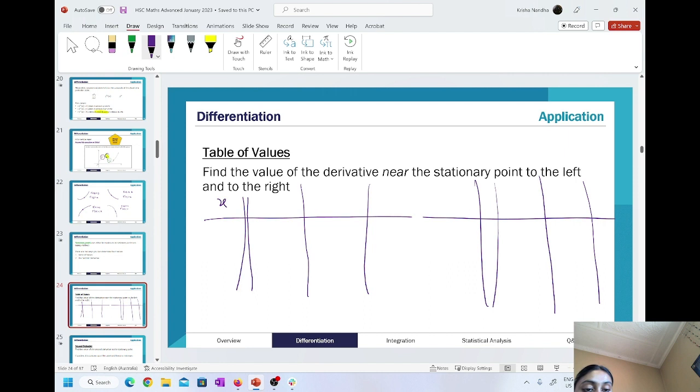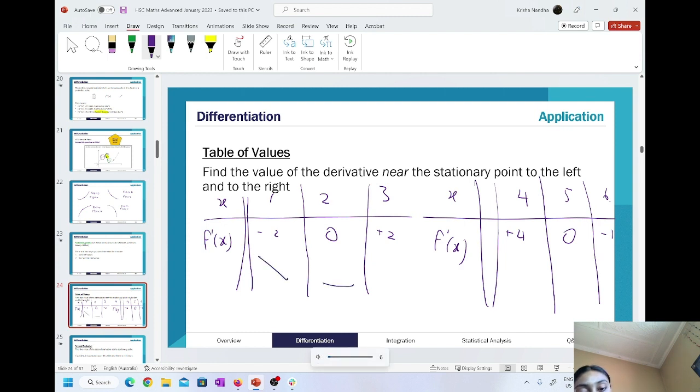So x, f dash of x, x, f dash of x. Actually, I'll put real numbers. 1, 2, 3, and then 4, 5, 6. Okay, just showing as an example. So we'll put this is the turning point, this is the turning point, and this is -2, plus 2, and this is +4, minus 1. Okay, then we use the bucket hat test, and we see that this is decreasing, this is stationary, and this is increasing. Therefore, min TP at x is equal to 2, right?